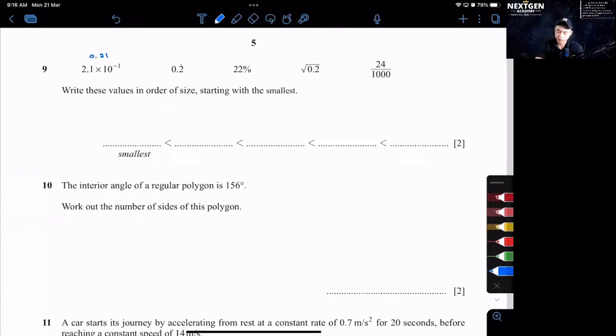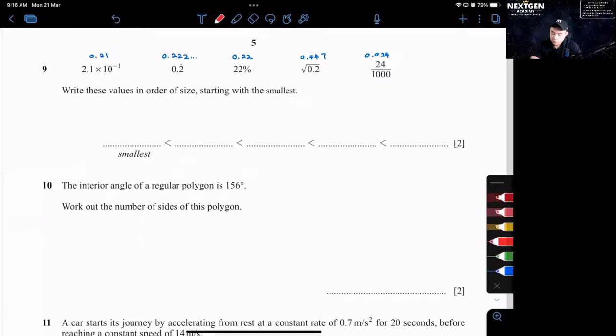So this will be 0.21, then 0.2 with a dot on top. This is called recurring, so it will keep on repeating. So 0.222 to infinity. 22% is 22 divided by 100. That's how you change a percentage to a value. Square root 0.2, just type in the calculator, so you will get 0.4472 dot dot dot. Then 24 over 1000, this one you'll get 0.024. Literally just use your calculator.